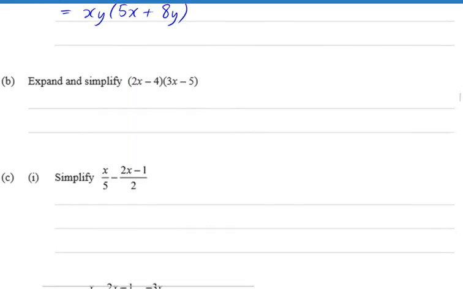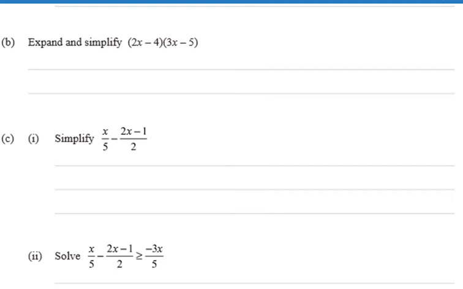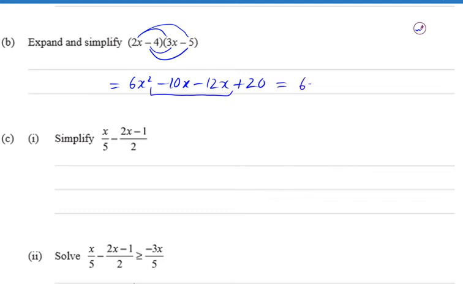Okay, question B is asking us to expand and simplify, so that times that is going to give us 6x squared, and that times that is going to give us negative 10x. I might just write it down here so I've got a bit more room. And then we've got negative 4 times 3x, which is negative 12x, and negative 4 times 5, which is positive 20. Now we just need to collect our like terms here, and so that gives us 6x squared minus 22x plus 20, and that's it.